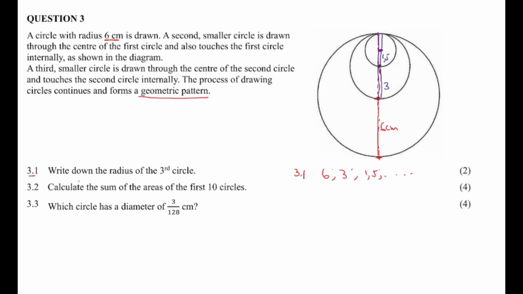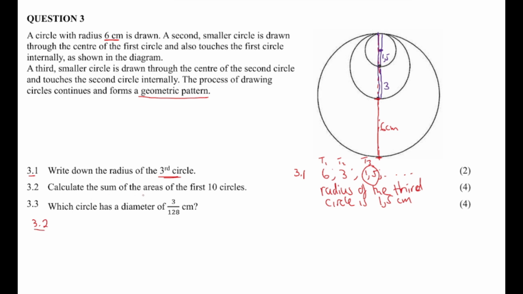All right, let's do 3.1. Write down the radius of the third circle. I think we've answered that. So the radius of the third circle is 1,5 centimeters. This is like T1, T2, T3. So the radius of the third circle is 1,5 centimeters. Right, let's do question 3.2.